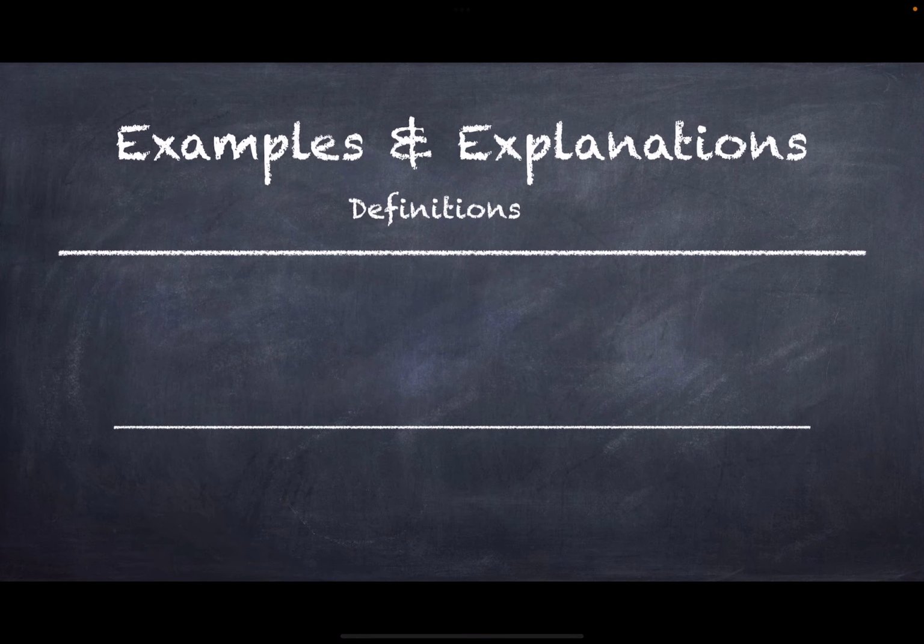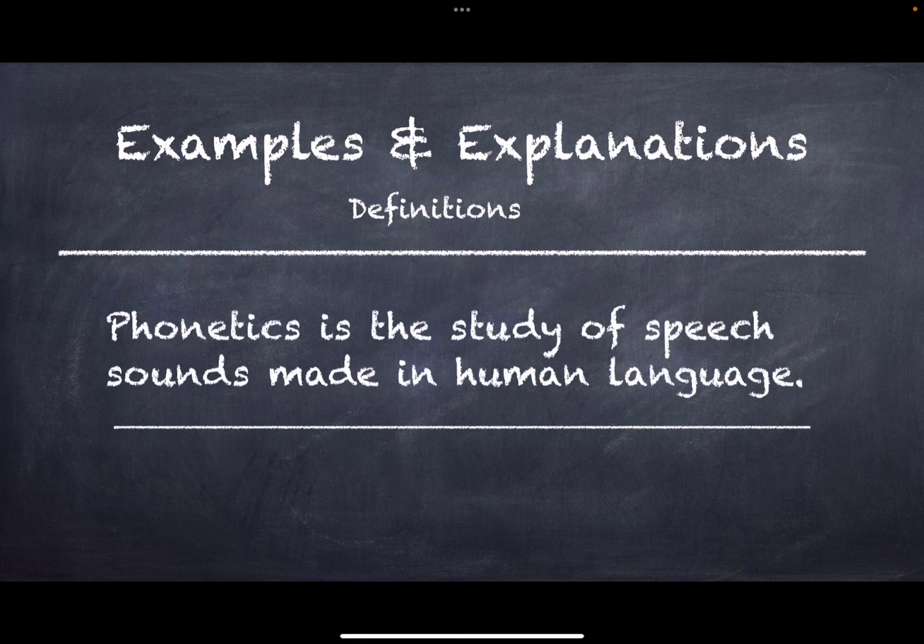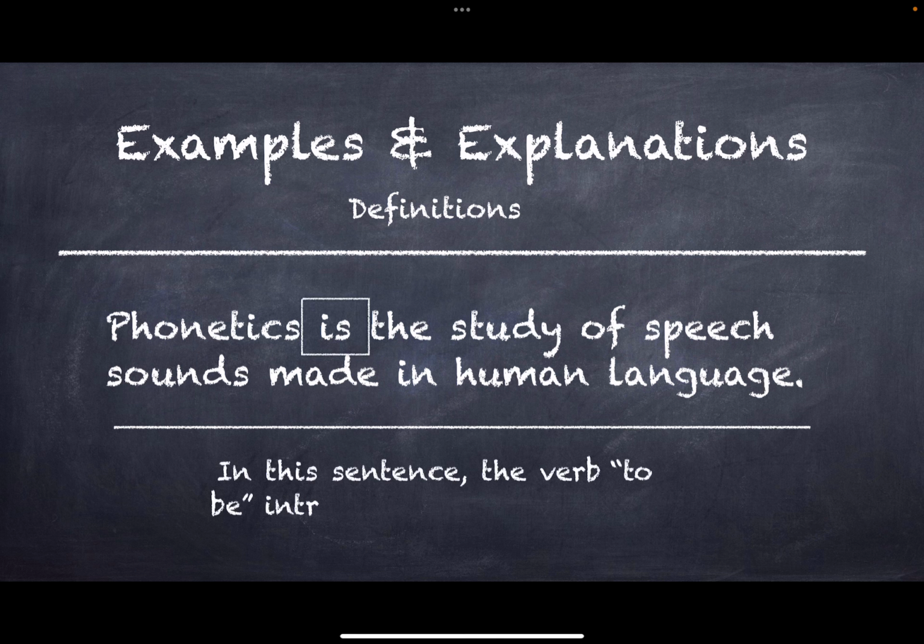Let's look at some examples from your textbook of definitions. We'll first look at examples and explanations of some definitions. The first example is: phonetics is the study of speech sounds made in human language. In this example, you can see that "is," or the to be verb, is what introduces the definition of phonetics, and what follows is the definition.